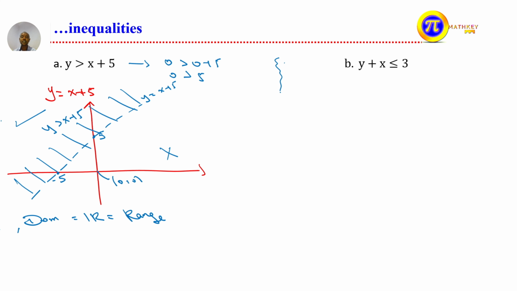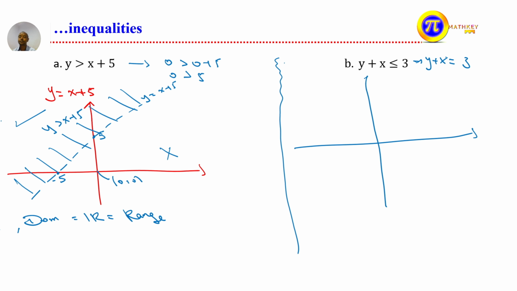Similarly, let us consider this one. It says y plus x is less than or equal to 3. You have to make this an equal sign. Take y plus x is equal to 3. After that, we'll find the x and y intercepts for this particular example. When x is 0, the value of y is 3. When y is 0, the value of x is 3.